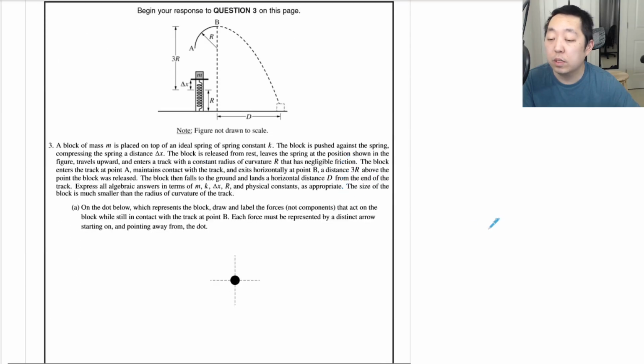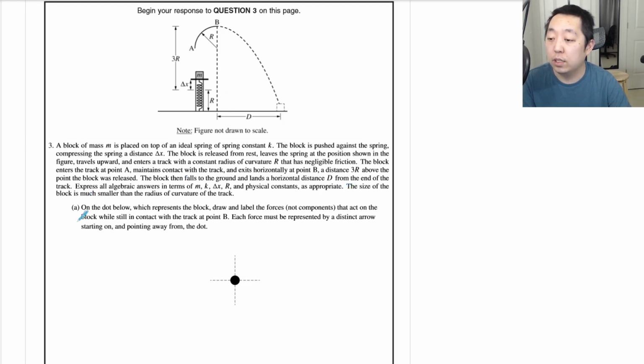Okay. Number 3. A block of mass m is placed on top of an ideal spring of spring constant k. The block is pushed against the spring, compressing the spring a distance delta x. The block is released from rest, leaves the spring at the position shown in the figure, travels upward, enters a track, wow, that's kind of a mess, exits horizontally at B, and then follows projectile motion down. Express all answers in terms of m, k, delta x, r, and physical constants. The size of the block is much smaller than the radius of curvature.